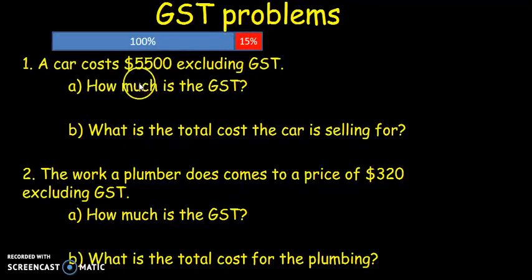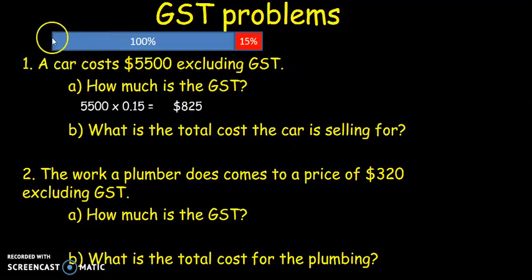So to do 15% of something, this is 15% just turned into a decimal. You could turn it into a decimal or a fraction, and take the value and times it, because it's 15% of that value. Just chuck it in your calculator and you get 825. Done, it's easy. Alright, what is the total cost for selling? Hang on, what is the total cost the car is selling for?